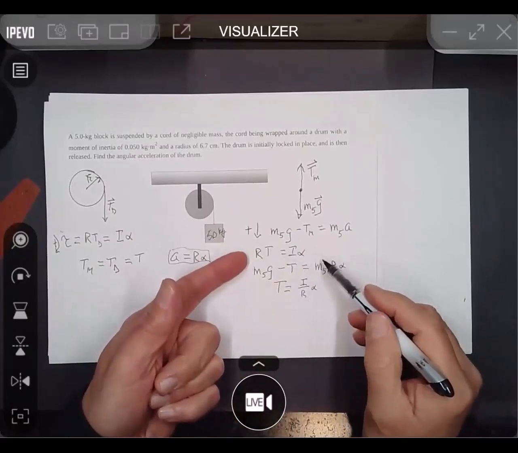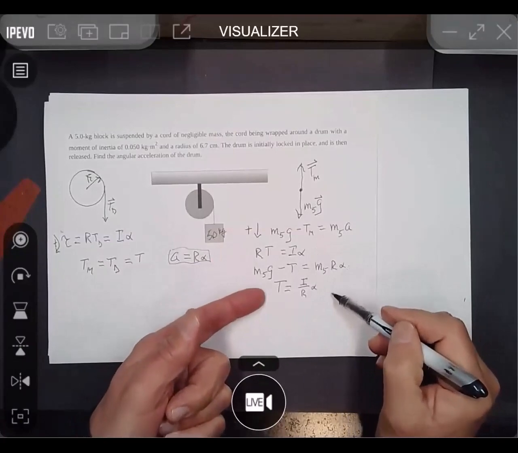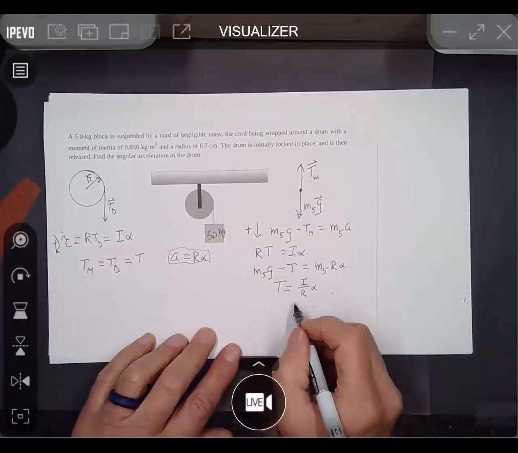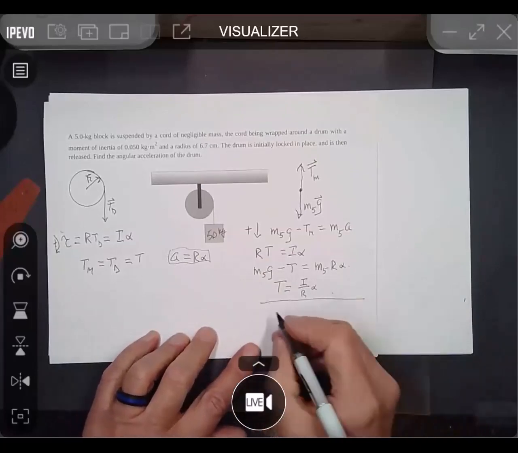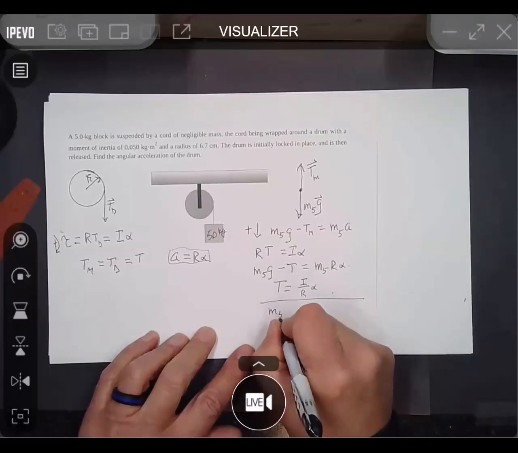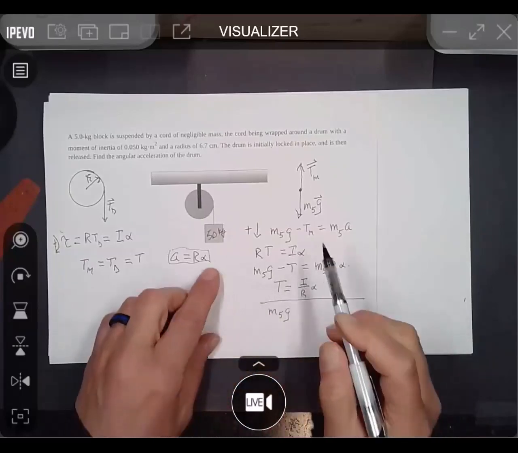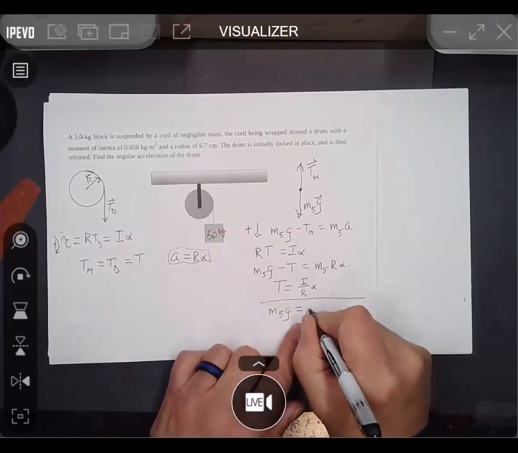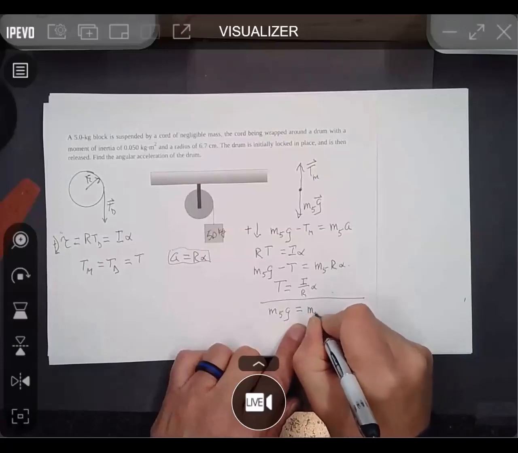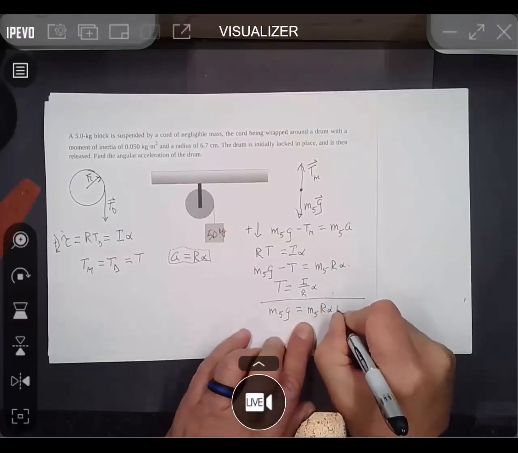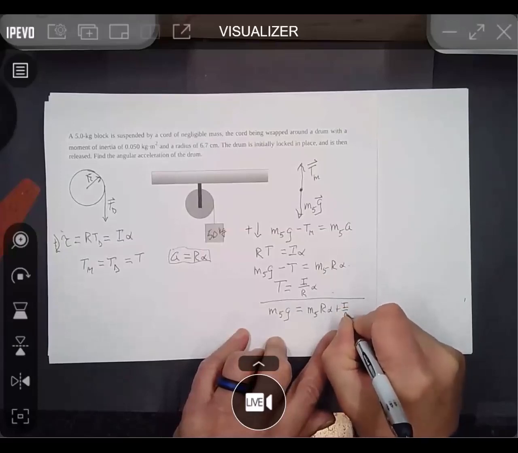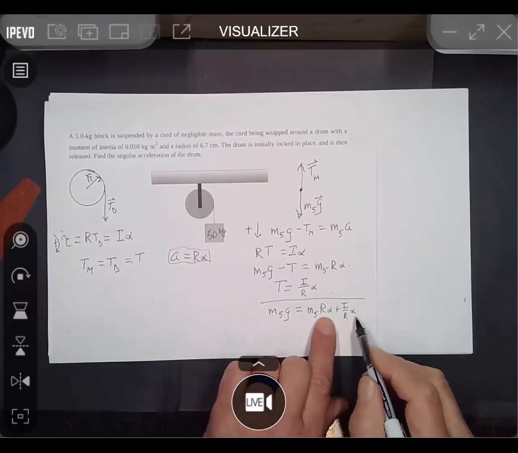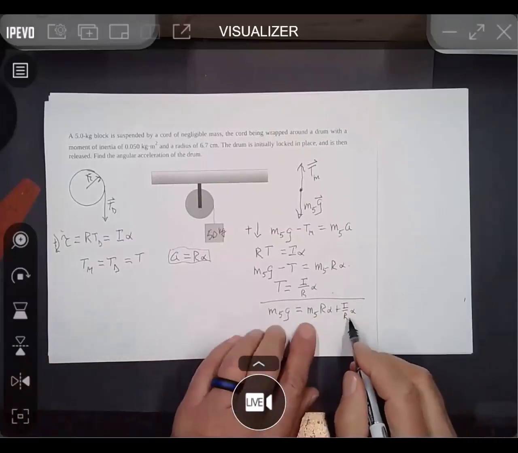And now if I add this equation to this equation, the tensions will add out, and so I won't have those left to deal with anymore. So on the left side, I'll just have M5G. It's that hanging weight that's producing all of this. And that will equal M5R alpha plus I divided by capital R times alpha. And now I just have to factor the alpha out of there and divide by this stuff.